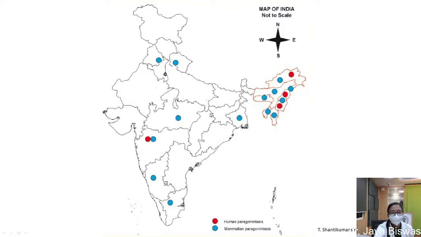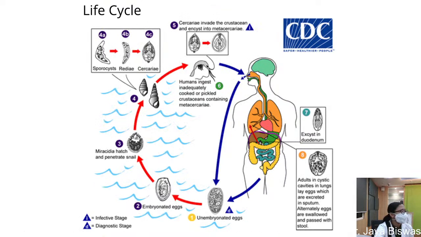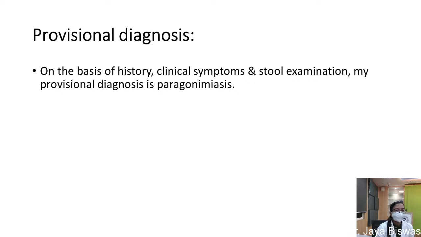Okay, there is no question yet, so I think we can conclude. Yeah. Okay. So on the basis of history, clinical symptoms, and stool examination, my provisional diagnosis is Paragonimiasis in this patient. Okay, thank you. I think no question yet.